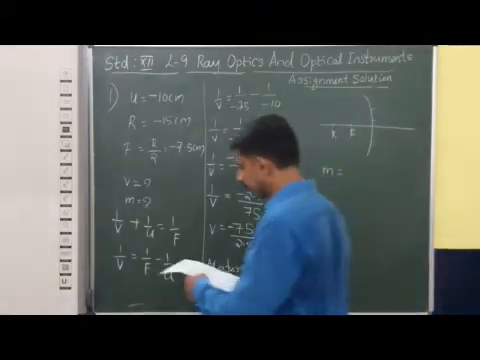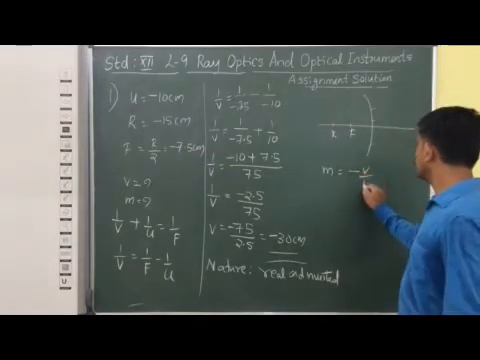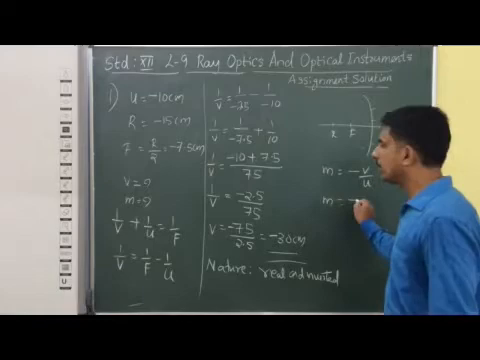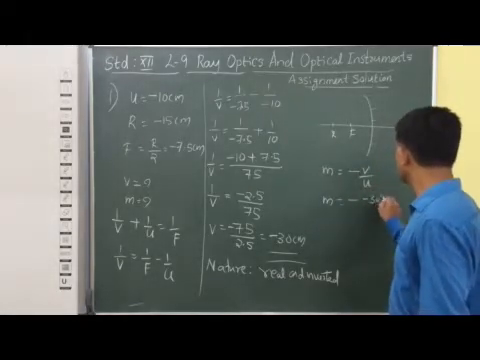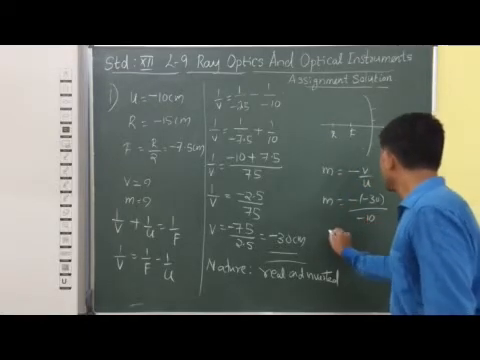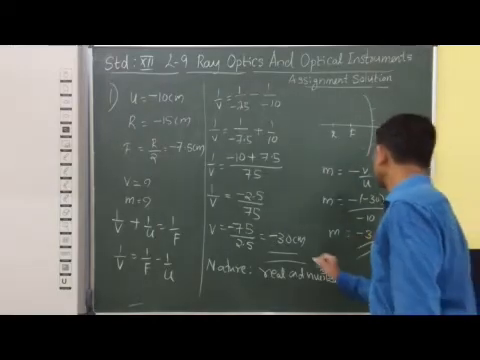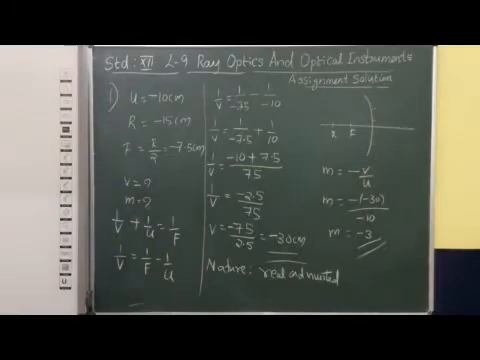Now the magnification also we can find, as it is asked in the question. The magnification formula in the case of a mirror is minus V by U. So M is equal to minus of minus 30 divided by U, which is minus 10. That means M is minus 3. So this is the magnification produced in this case.